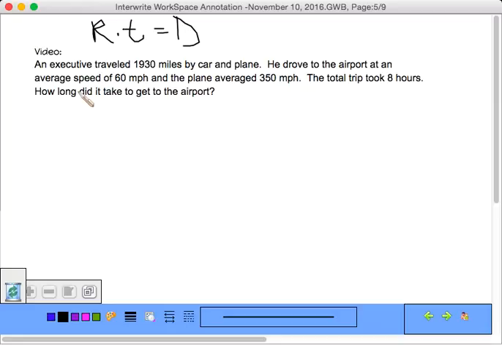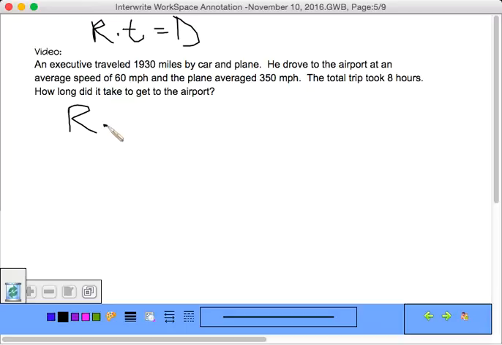So an executive travels 1,930 miles by car and plane. He drove to the airport at an average speed of 60 miles per hour, and the plane averaged 350 miles per hour. The total trip took 8 hours. How long did it take him to get to the airport? So take a second, write that down, and then we need to set up our table.